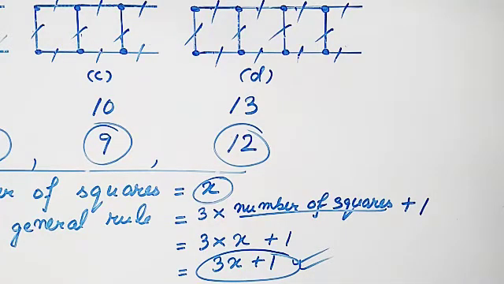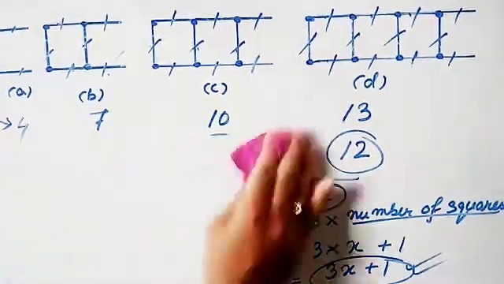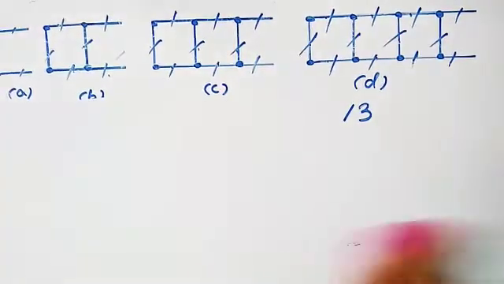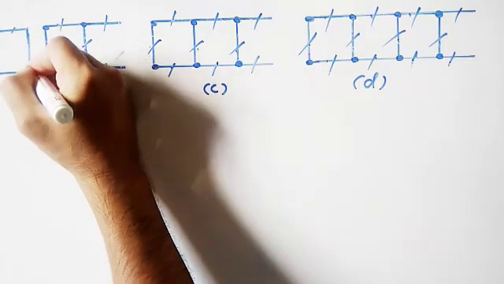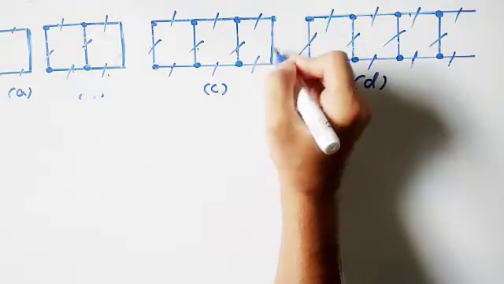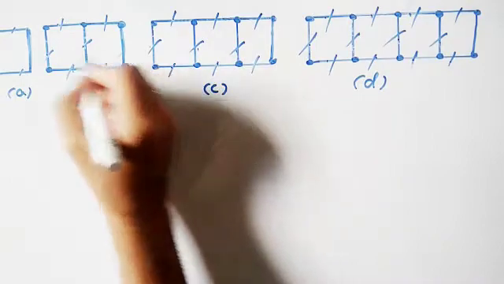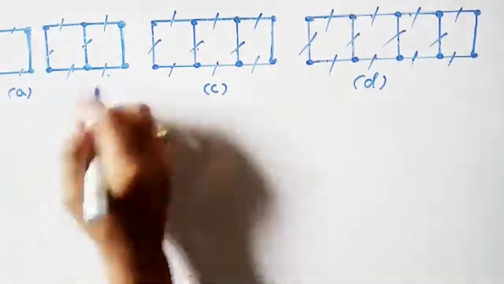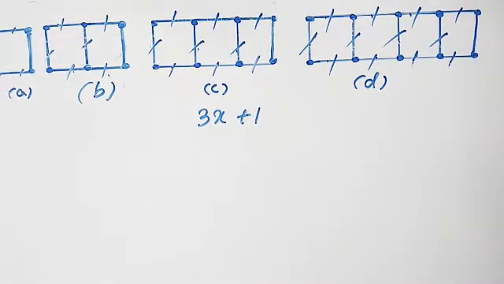Understood, students? So let us check whether this general rule 3x plus 1 is correct or not. Let us check whether this rule that we got just now is correct or not. So let us add this vertical stick that we have just removed, and check whether our formula 3x plus 1 is correct or not.